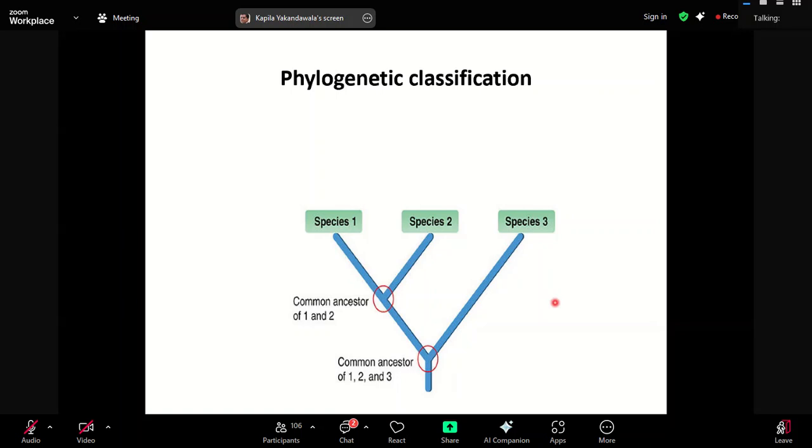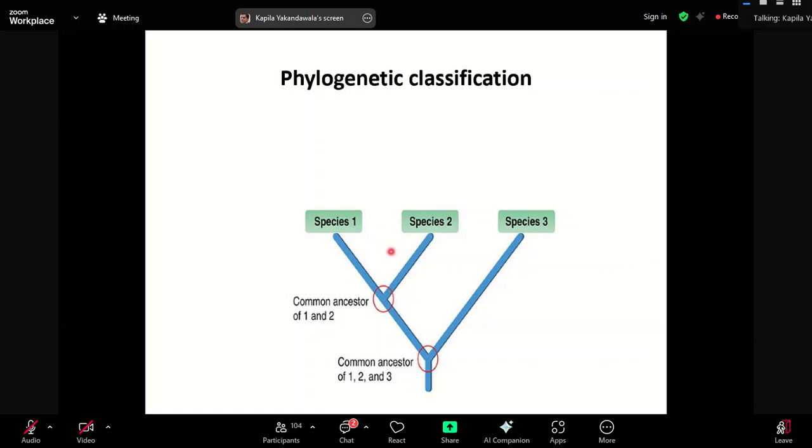Anybody? Out of species 1, 2, and 3, which 2 are closely related? 1 and 2. Yes, very good, Isuru. 1 and 2, because both share a common ancestor. So they are closely related. But they have a relationship to species 3 as well, though at a long distance. So if you use the phylogenetic system, you can tell which 2 species are closely related.